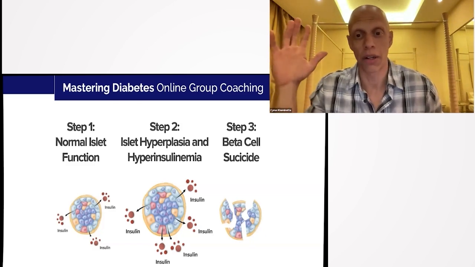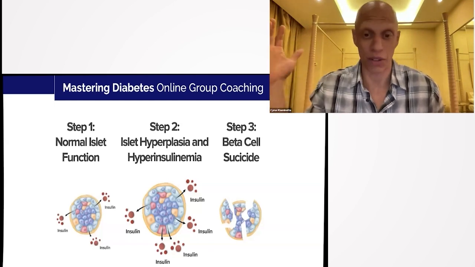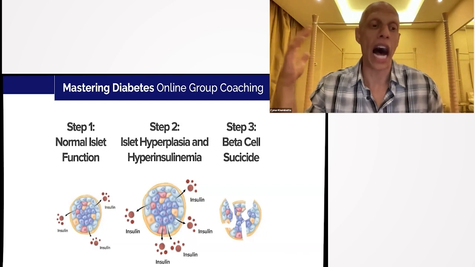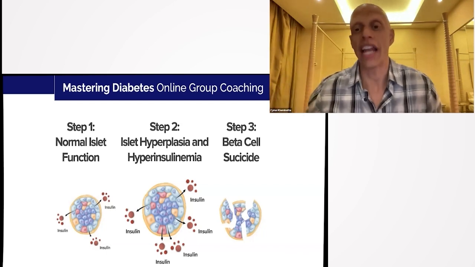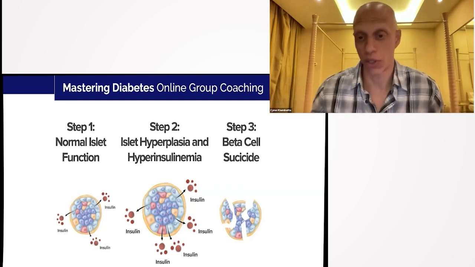This is not going to work. The cell itself is like, I'm producing way too much insulin. I cannot do this in an infinite time period. I can't do this anymore. And then the beta cell commits what's called programmed cell death, otherwise known as apoptosis.